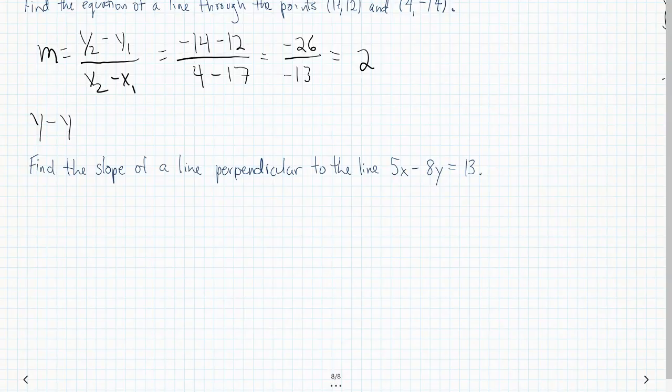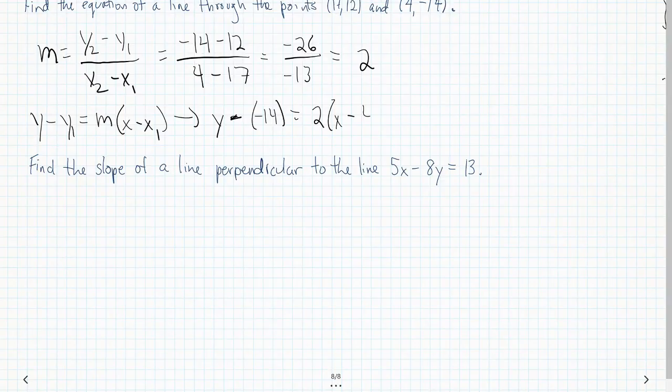Now, you can use the slope-intercept form. My suggestion, though, is to go with the point-slope form, and then you can work it back to the slope-intercept form. It doesn't matter which point you choose. I'd probably use the smaller numbers just to make it easier on myself. So we can go y minus negative 14 equals m, so 2 times x minus x1, where x1 is 4 in that case.